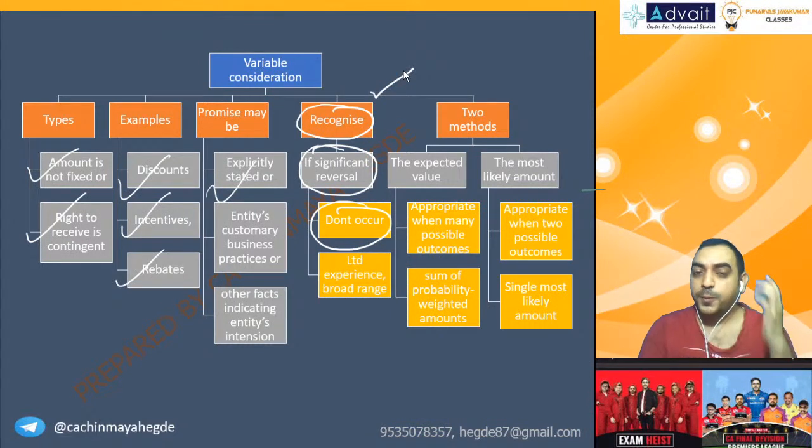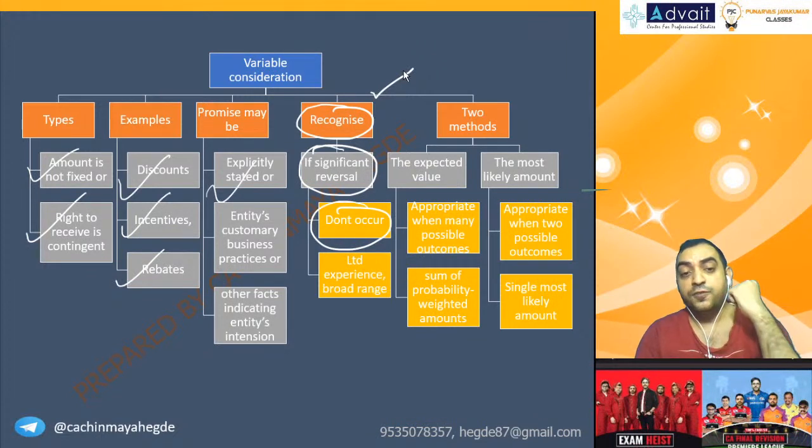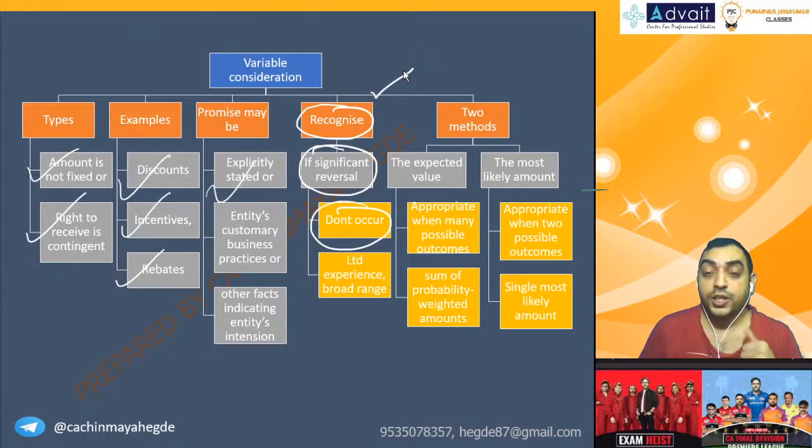Now, if a significant reversal is likely to happen, then don't recognize. Let me give an example. Your parents would have told you, if you pass the BCom exam or 12th or 10th standard beyond 90%, we will give you a four-wheeler. If you get 80 to 90%, we'll give you a two-wheeler, otherwise nothing. So can you go and enjoy today itself? You can, because you know you are going to get good marks in 10th or 12th. But can you do that in CA?